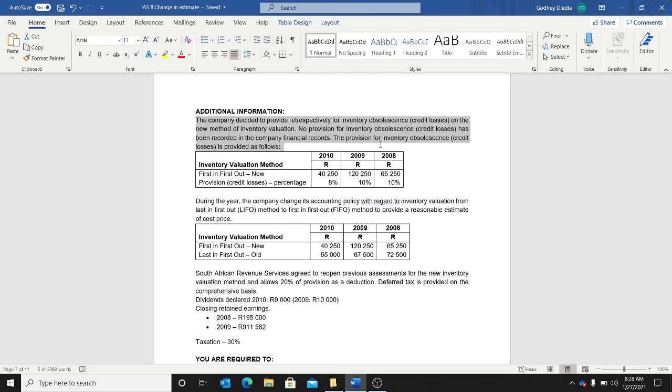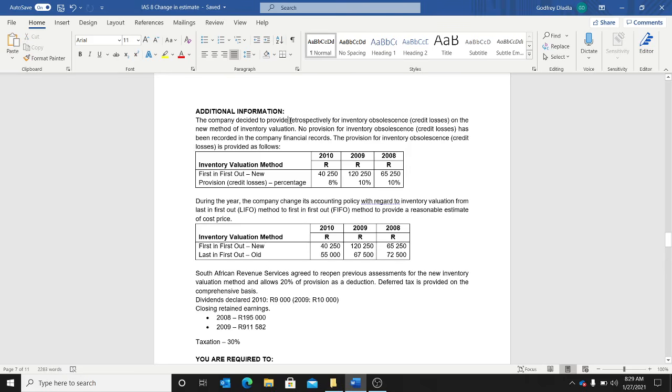Saying the company decided to provide retrospectively for inventory valuation obsolescence on the new method of inventory valuation. No provision for inventory obsolescence has been recorded in the company financial records. The provision for inventory obsolescence, so meaning, I don't want you to get confused about this word here, this one here.